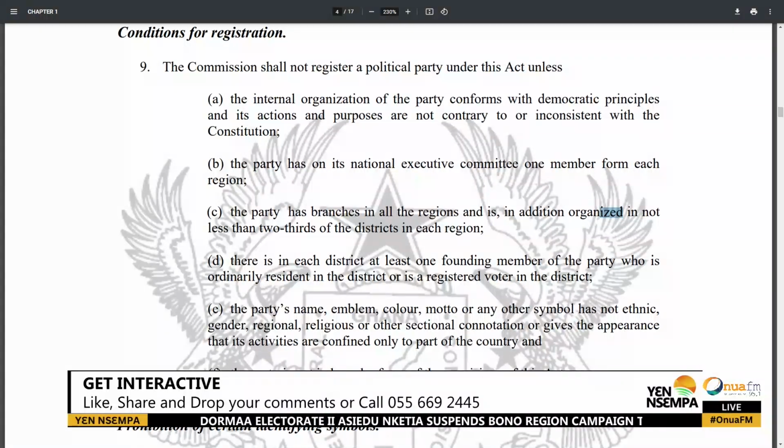Yes. B, the party has branches. The party has on its national executive committee one member from each region. It's quite interesting. Continue.